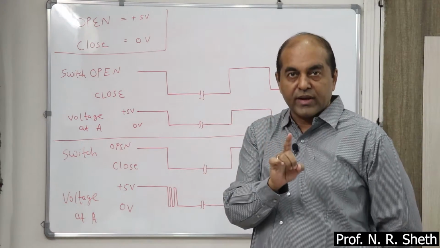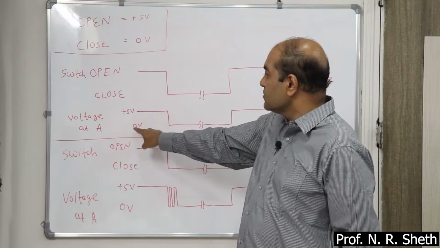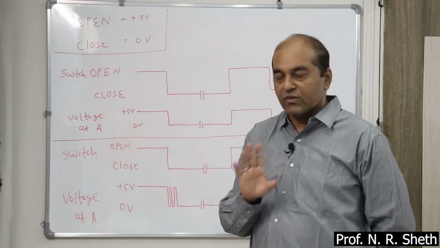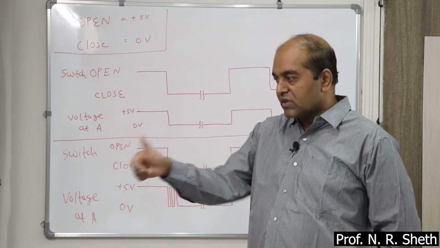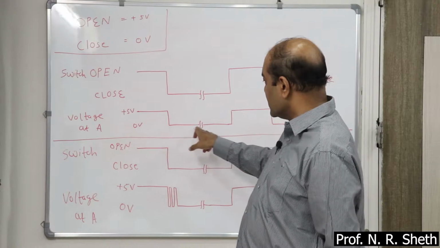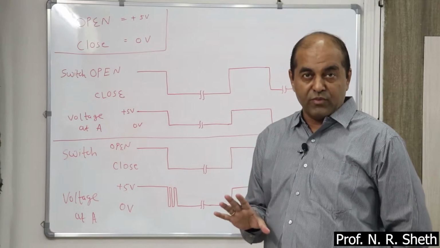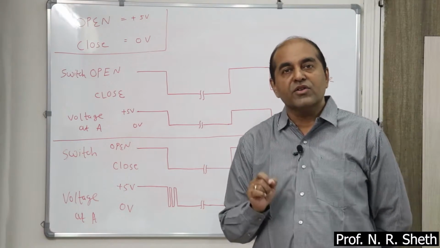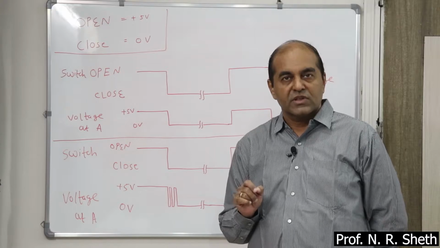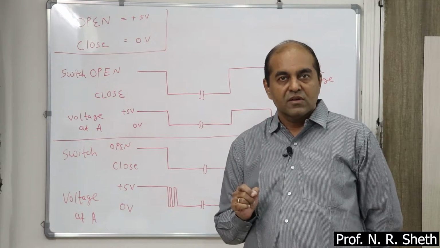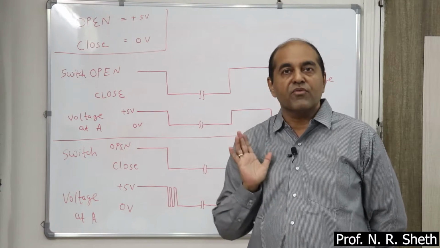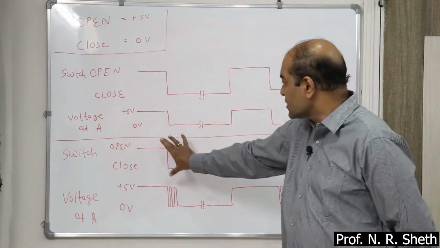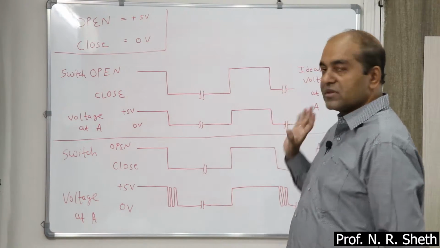Now according to that, the voltage at point A when the switch is open should be plus 5 volts. When the switch is closed, the voltage should be 0. This is the desired waveform. But due to the mechanical part used in the switch, springs are used in the switch, we are not obtaining this type of waveform. Instead, we are obtaining this waveform. This is the switch wave position, exactly the same as this one.